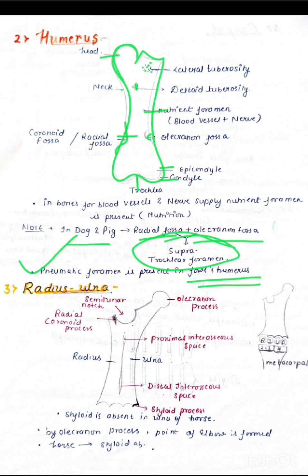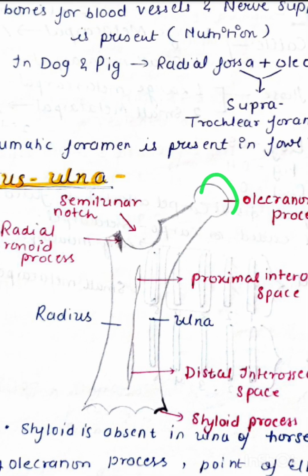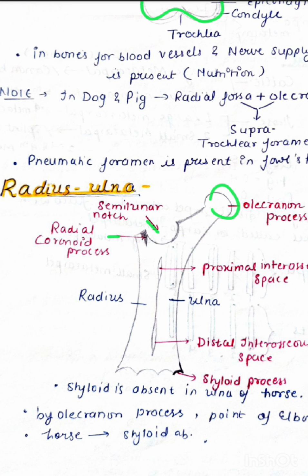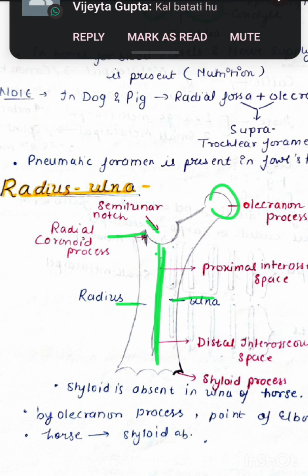Another part is the radius and ulna. The radius and ulna is divided into radius and ulna. This is known as the olecranon process. This is the semilunar notch. This is the coronoid process. This is the radius. This is the ulna. These two bones are present, and these are actually fused bones. There is very much space present between these.